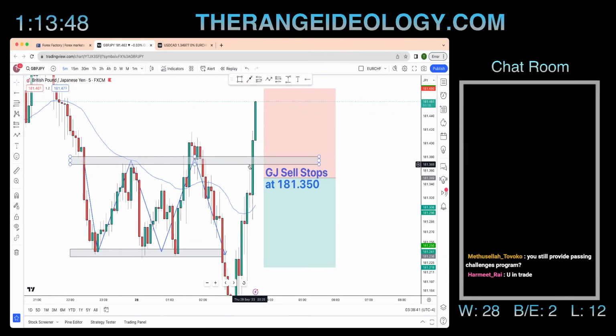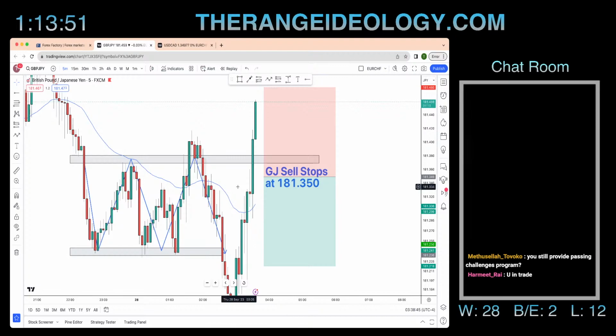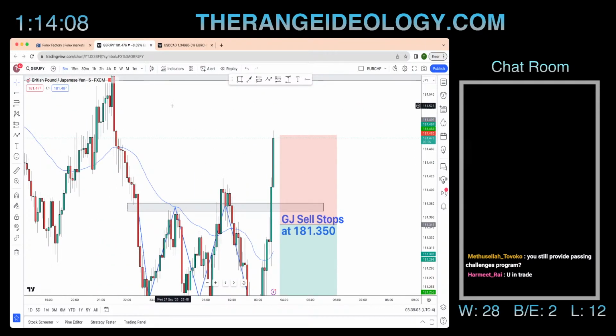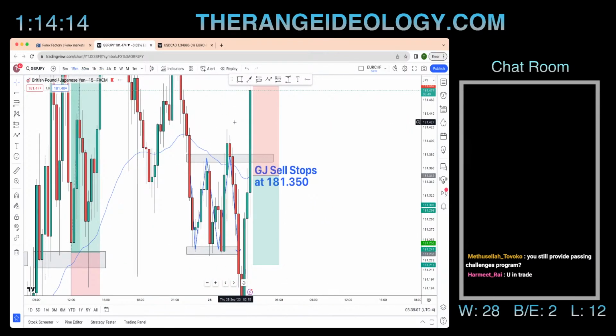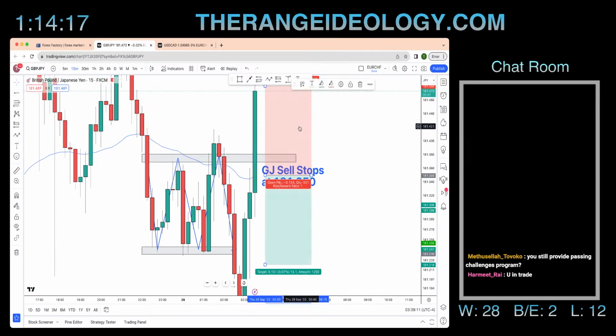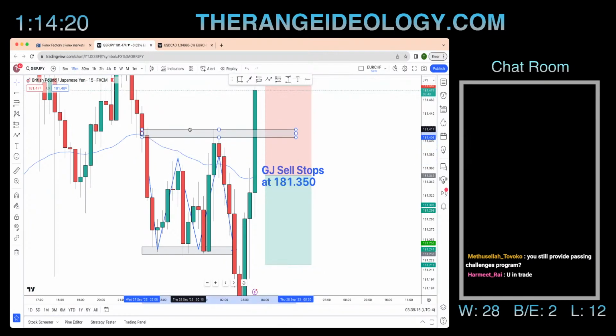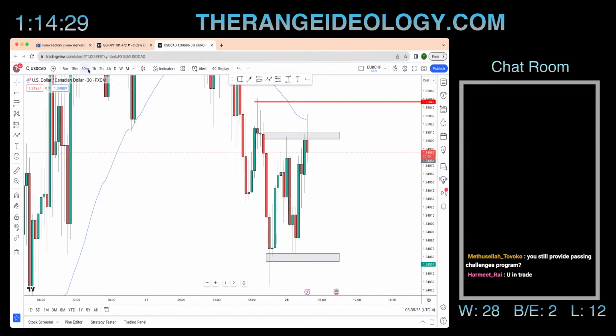All right, so we may have to wait for the next 5-minute candle to come back down, but GJ's just been having that type of week here. All right, so I guess it's going towards the 2-hour EMA. Possibly not. USD CAD, let's see here.